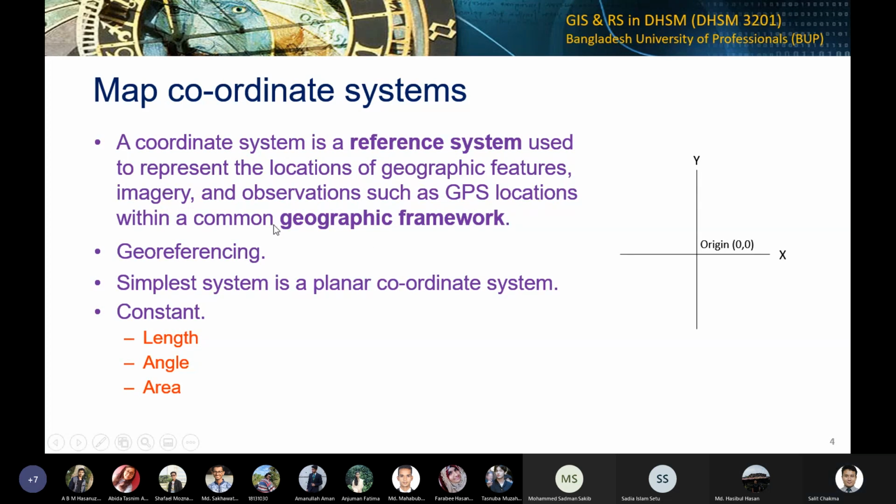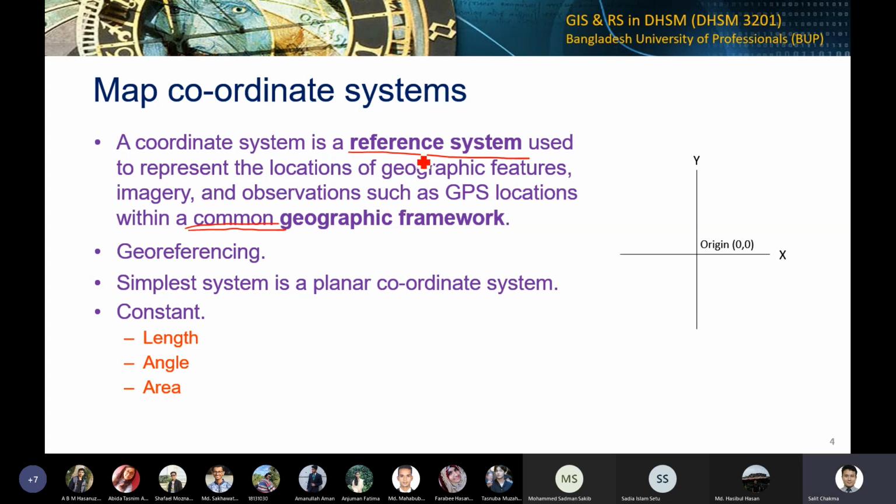But before that, let's go back to even more basic principles. It says that a coordinate system is a reference system used to represent the location of geographic features, imagery, and so on, within a common geographic framework. So here, two things are important. One is the reference system. Essentially, any coordinate system is simply a reference system, and it has to be within a common framework. It's geographic because it's related to the Earth's surface, so that's why it's a geographic framework.